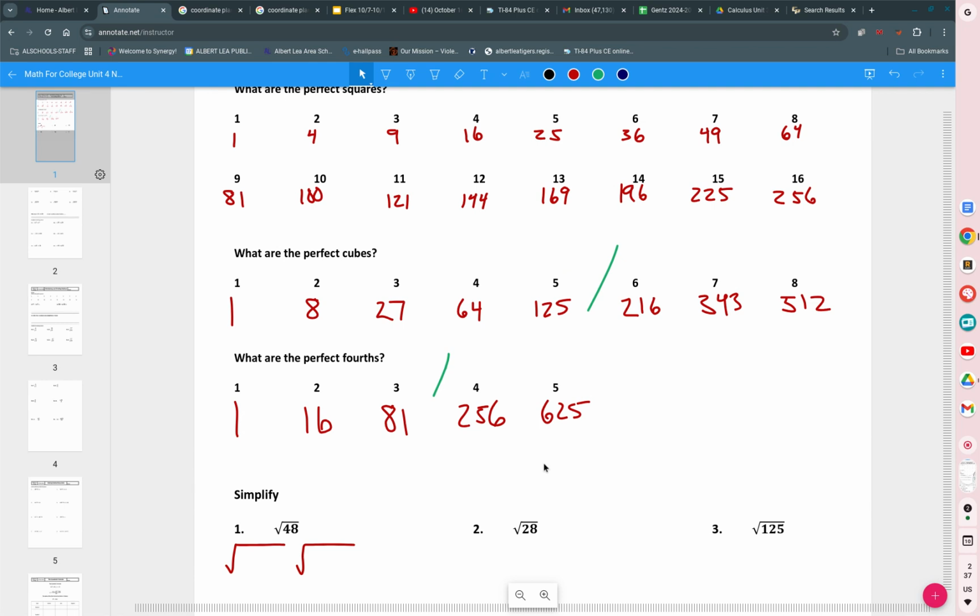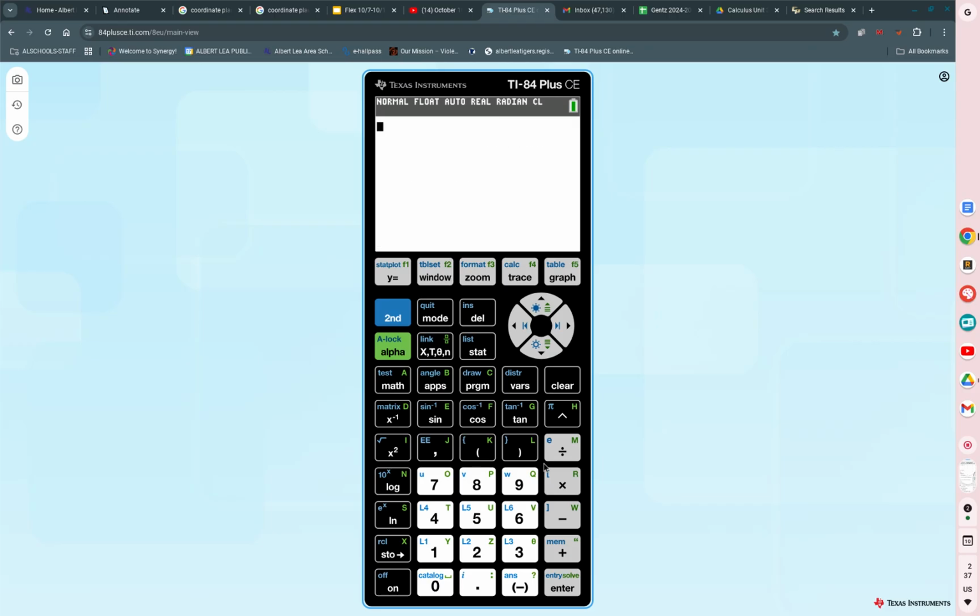So 48 would fall right here. Do you think 48 is divisible by 36? No. 25? No. 16? No. 9? Yeah. 4? All you can do is try. You can go ahead and take your calculator and try 48 divided by 16 and see if it works. Hey, I get 3.